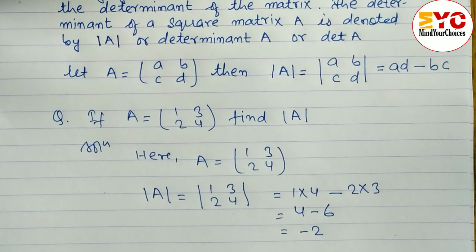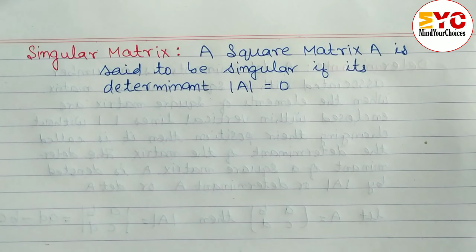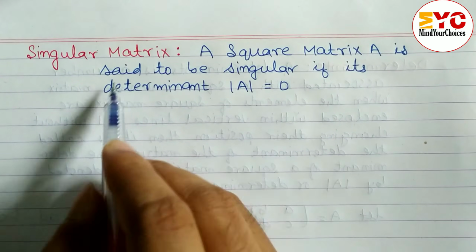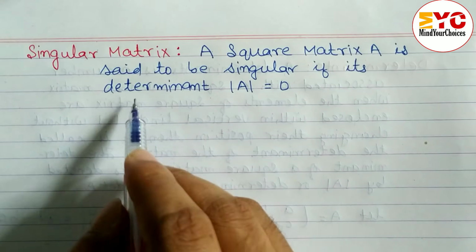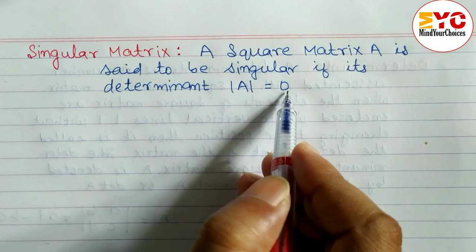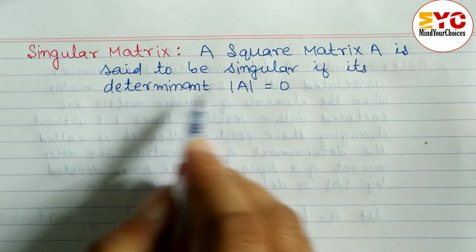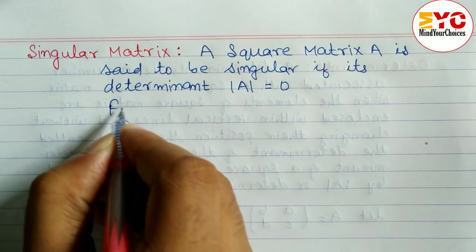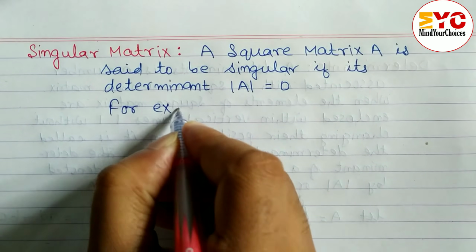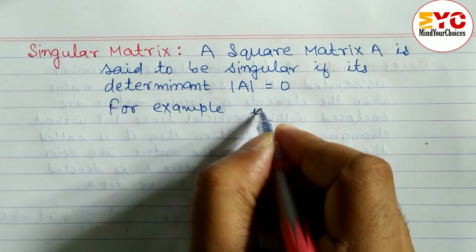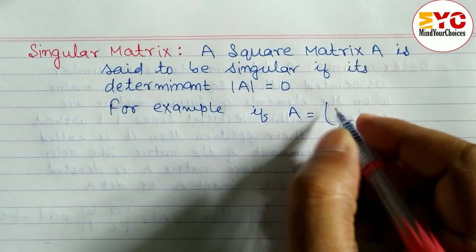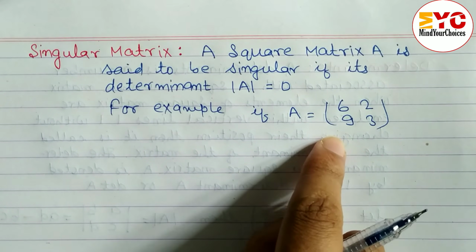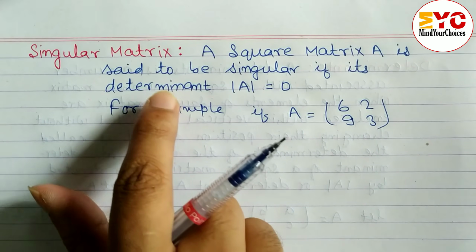Now look at singular matrix. You can see here the definition of a singular matrix. A square matrix A is said to be singular if its determinant A is equal to 0. If determinant A is equal to 0, then that matrix is known as a singular matrix. For example, take one example. We have matrix A equal to [6, 2; 9, 3]. Is this singular or non-singular? How to find out? By finding the determinant.